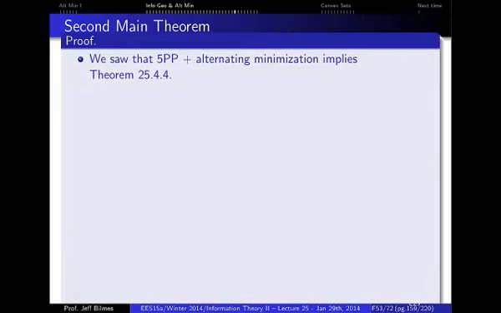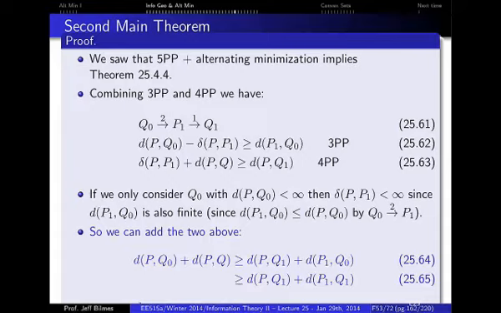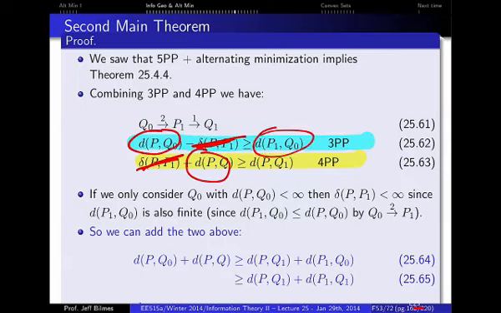The one thing I want to do here in this proof, I'm not going to go through this proof, but there's one little bit here which I think sort of makes it easy to see, at least intuitively, why the 3 and the 4 points property imply the 5 points property. Because if you take the 3 points property here and the 4 points property here, and then we just add them up, this part is going to cancel out, and this part's going to cancel out. And we immediately get the 5 points property.